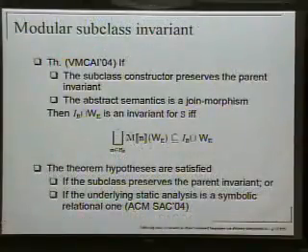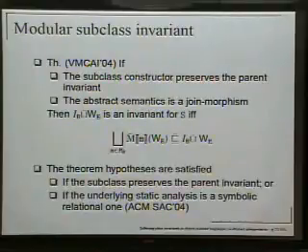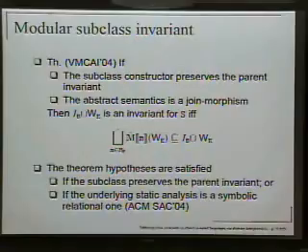In fact, there is a theorem. This theorem says that under some assumptions, this is sound. It's good to do it. The first assumption is that the constructor of the subclass does not violate the invariant of the constructor of the superclass. And the second one is that the abstract semantics we are using is a join morphism, not necessarily a morphism. Then, under this hypothesis, looking for an invariant in such a way is sound.